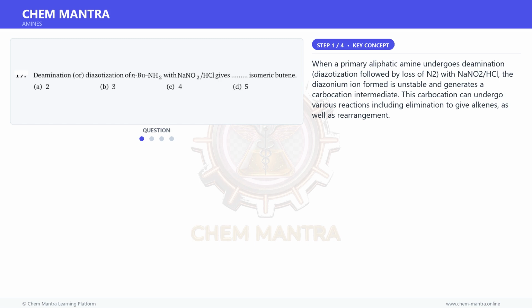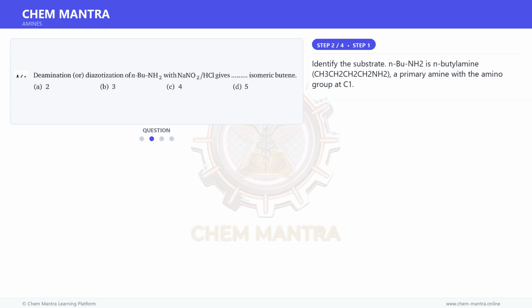When a primary aliphatic amine undergoes deamination, diazotization followed by loss of N2 with NaNO2/HCl, the diazonium ion formed is unstable and generates a carbocation intermediate. This carbocation can undergo various reactions including elimination to give alkenes as well as rearrangement.